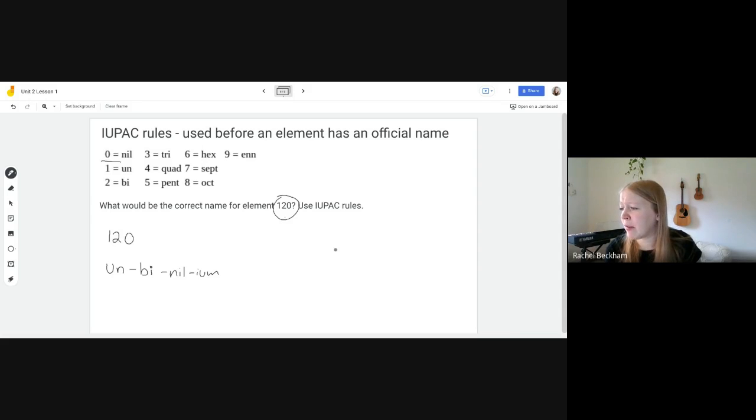So for example, if it was the number 119, we would do un, because 1 is un, right? And there's 2 ones. And then 9 is enn, and then ium. And then you just squish all the words together: ununennium. It's kind of a weird thing. So that's how you name with IUPAC naming. And these are the main things from lesson 1 that you need to know.